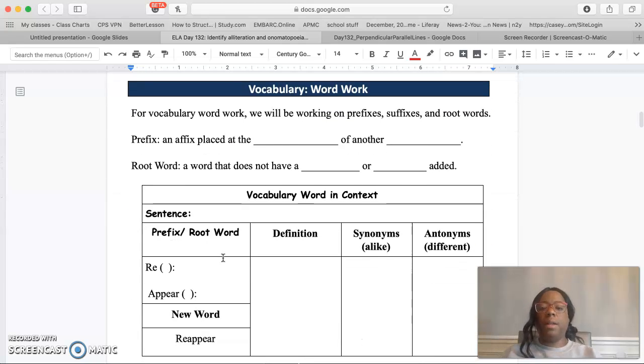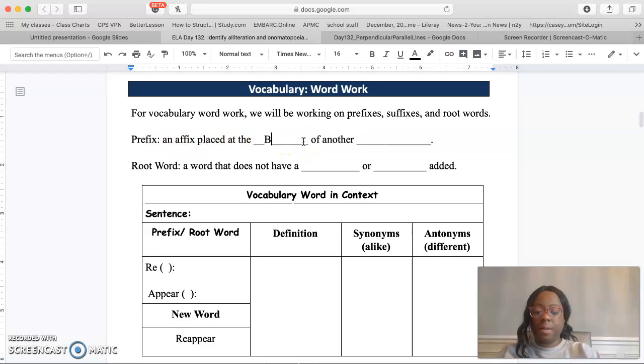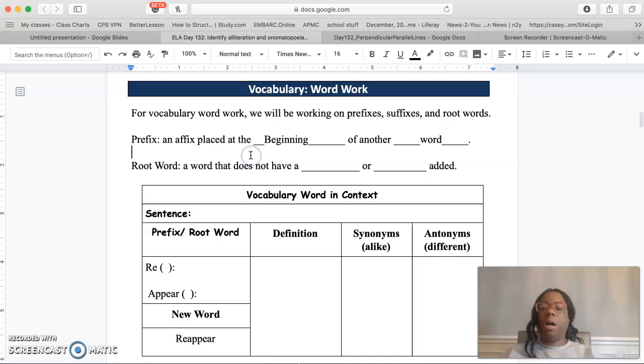Now, as you recall, yesterday we started with word work, and for vocabulary word work, we will be working on prefixes, suffixes, and root words. A prefix is an affix placed at the beginning of another word. Make sure you plug that in. Root word. A word that does not have a prefix or suffix.